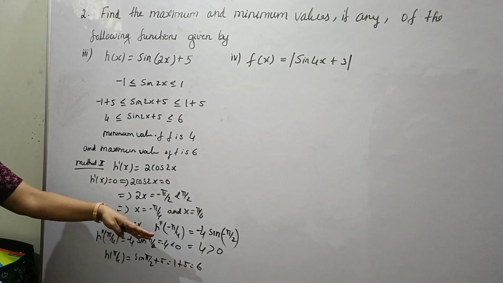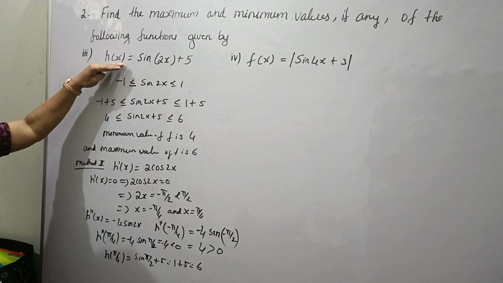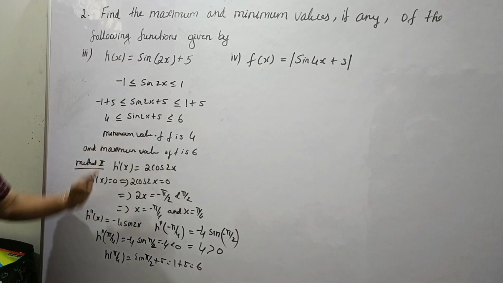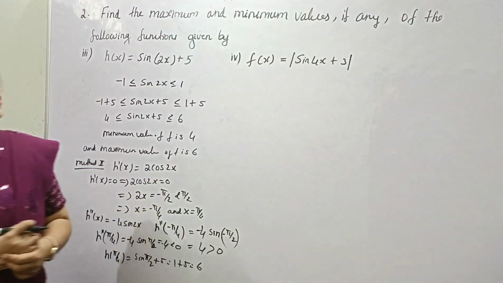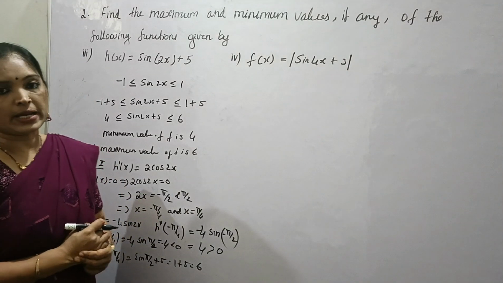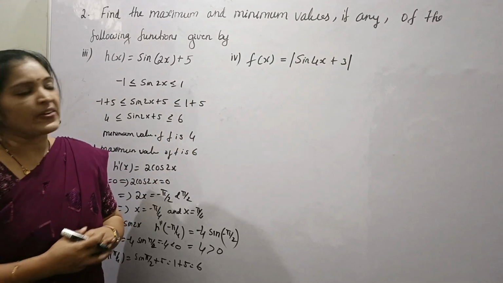I did not find the minimum value. Just substitute x is equal to minus pi by 4 in h of x, and you will get the minimum value. So, next function is f of x is equal to modulus sine 4x plus 3. Here we cannot apply the second derivative test since it is a modulus function.